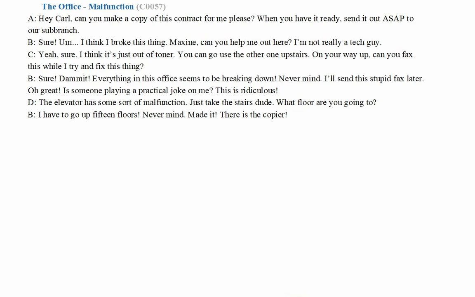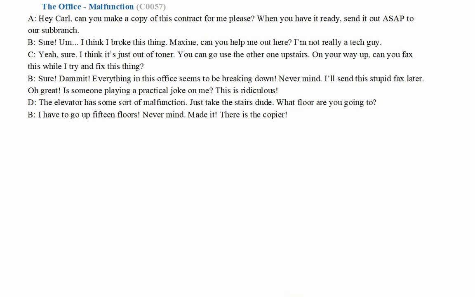Now let's take a look at our last one. And this is a really great phrase. Break down. In our dialogue, we heard breaking down. Everything in the office seems to be breaking down. So when something breaks down, it stops working. We can change it a little bit. What happens if we say break up? Boyfriend and girlfriend. They end their relationship. So we can maybe think about it as their relationship stops working. Oh, nice one.